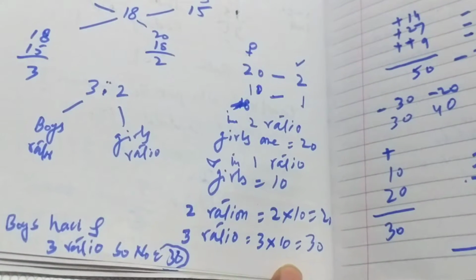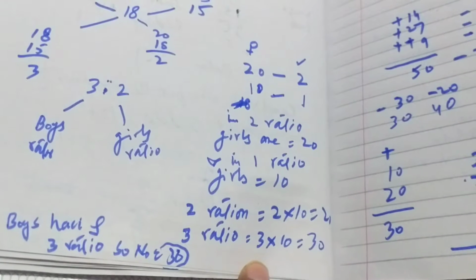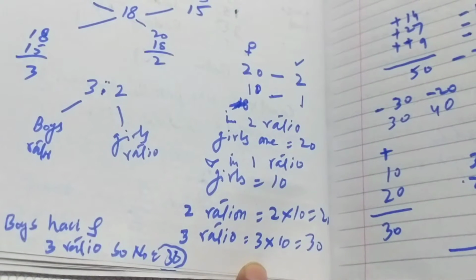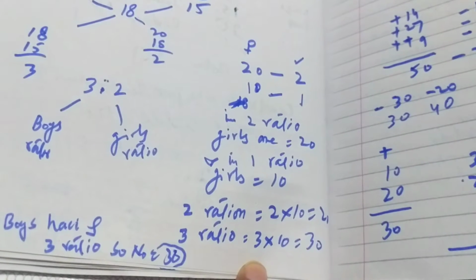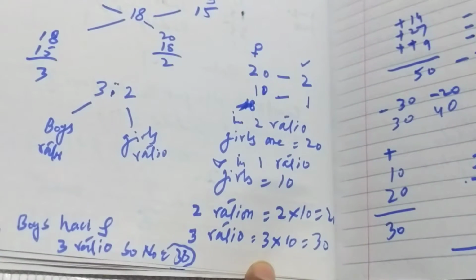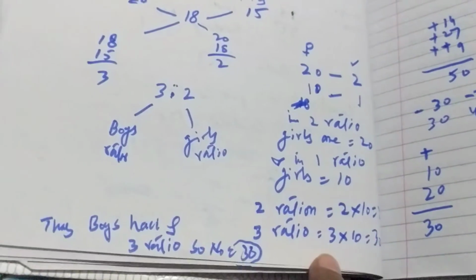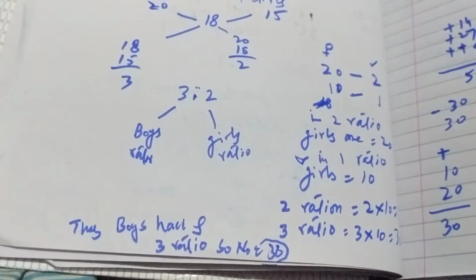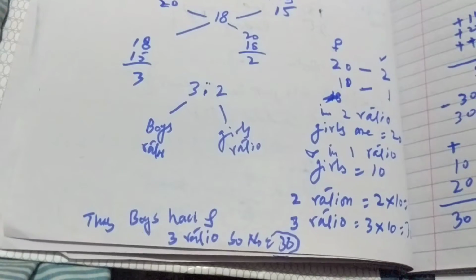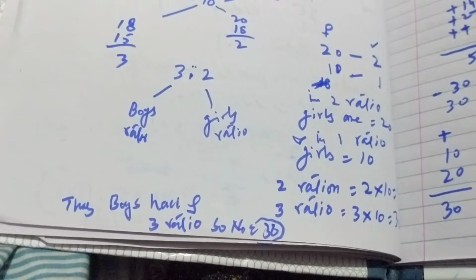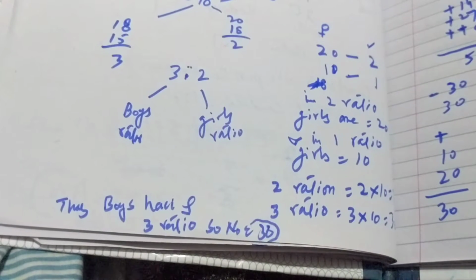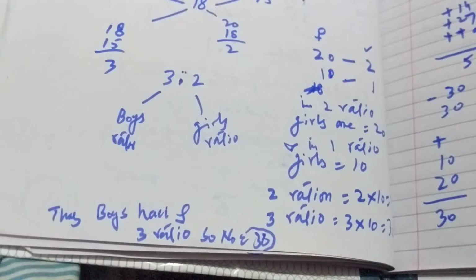And if the ratio of girls may be 3, then 3 into 10 is equal to 30. As the ratio of the male students or boys is 3, thus simply the boys having the ratio 3, their number is equal to 30.